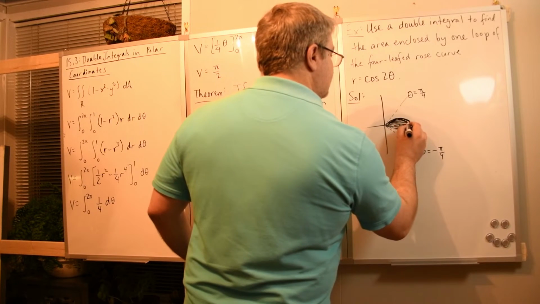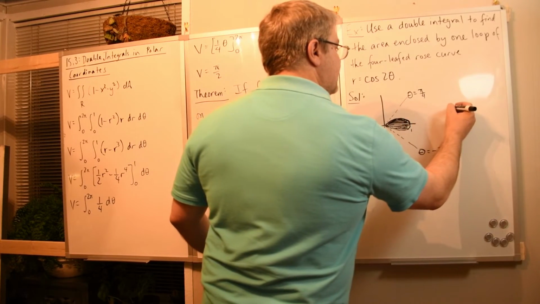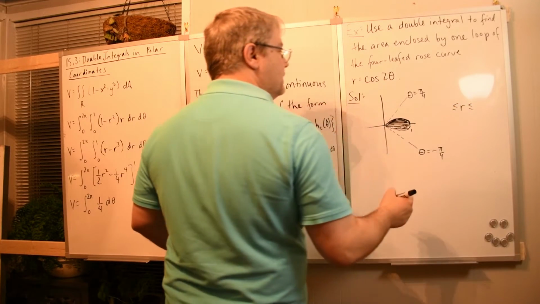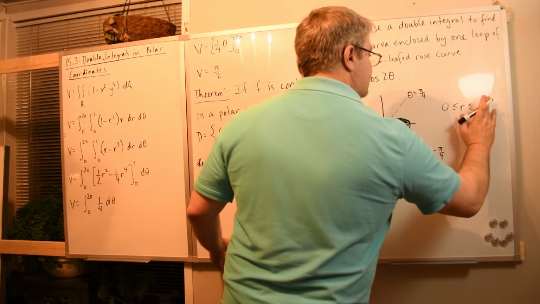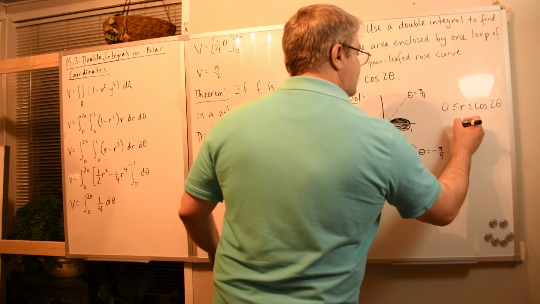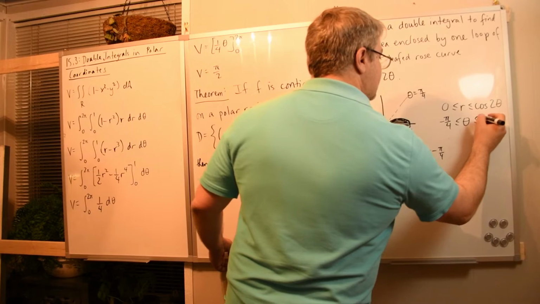So we take a look at this region here, and we say, let's define it. We're going to say that little r is going to be bounded by 0 and cosine of 2 theta. And theta, of course, will be bound by negative pi over 4 and positive pi over 4.